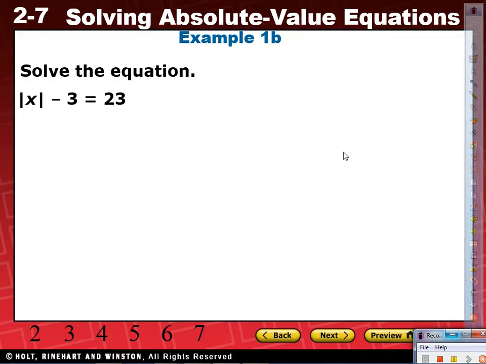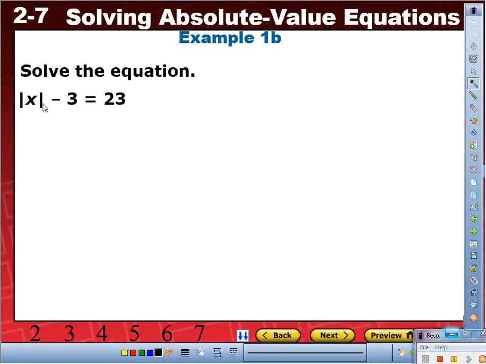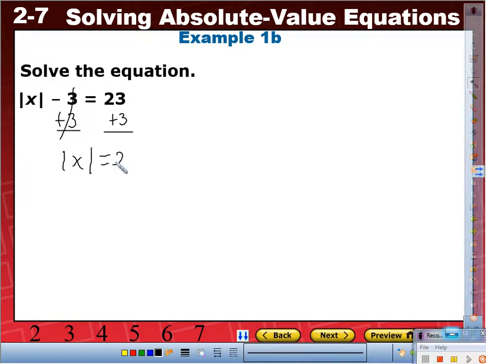Eyes up here. Okay, focus. You're saying, wait a minute, this is a little bit different, right? Who notices that this one has a minus 3 next to the absolute value? To leave the absolute value by itself, we need to add 3 to each side. We're left with absolute value of x equals 26.